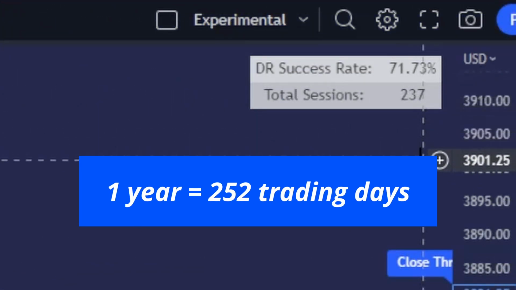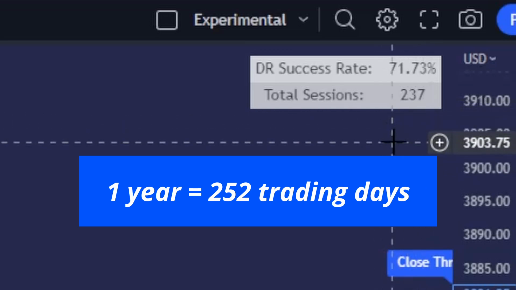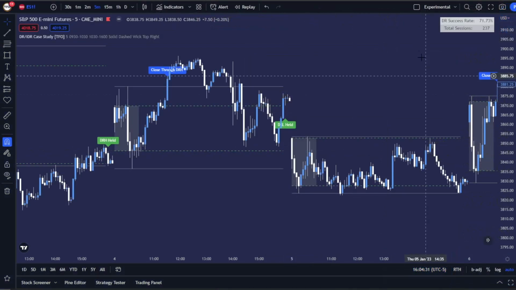237 market sessions is pretty much just shy of 1 year. There's 252 trading days in a year. And this 88% could extend back 5, 10, 20 years from now. I don't know that to be certain. But again, I'm just showing how you could create something to verify all this stuff yourself.